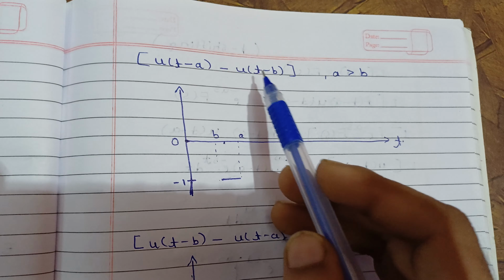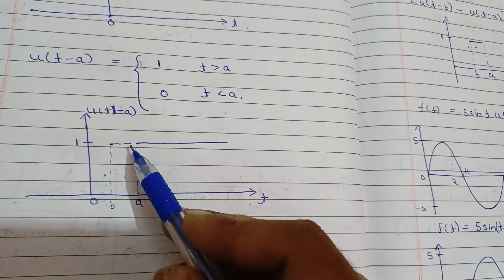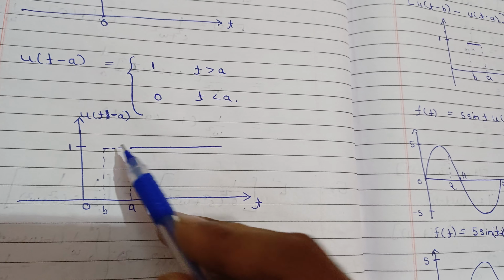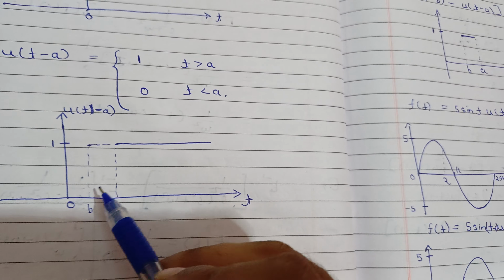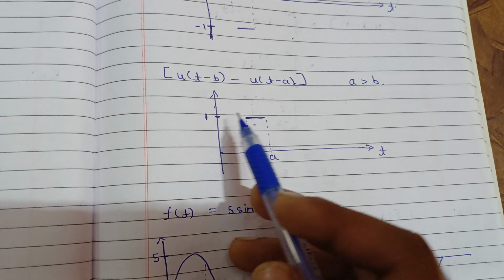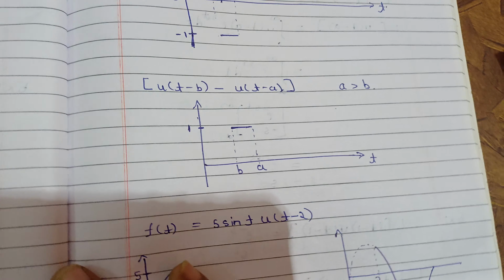Now if you need to find u(t minus b) minus u(t minus a), then here u(t minus b) will be 1 and u(t minus a) will be 0, so it will give you 1 here. So here it will be a positive curve, again it will be 0 here, so you will get the curve only here. So this will be u(t minus b) minus u(t minus a) for a greater than b.